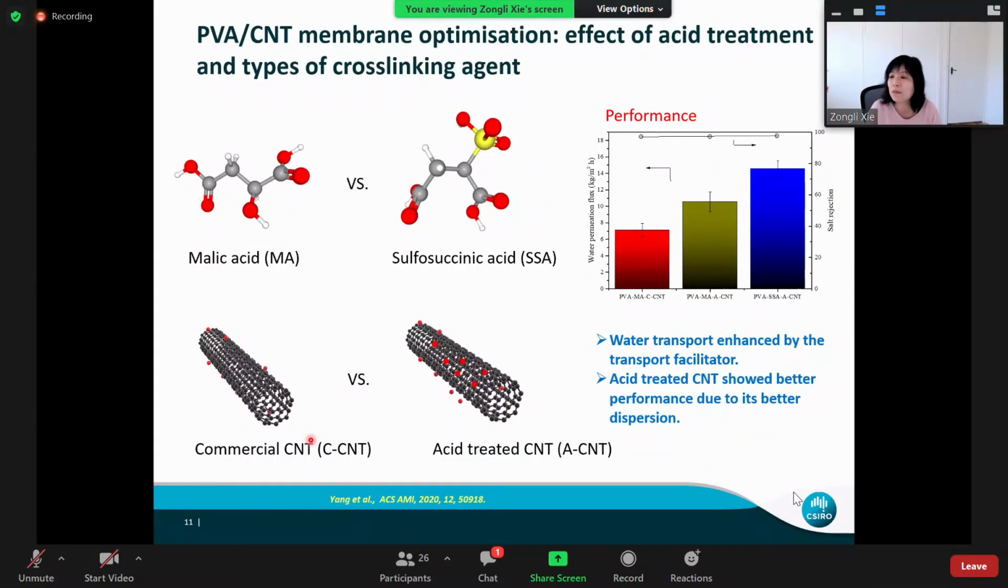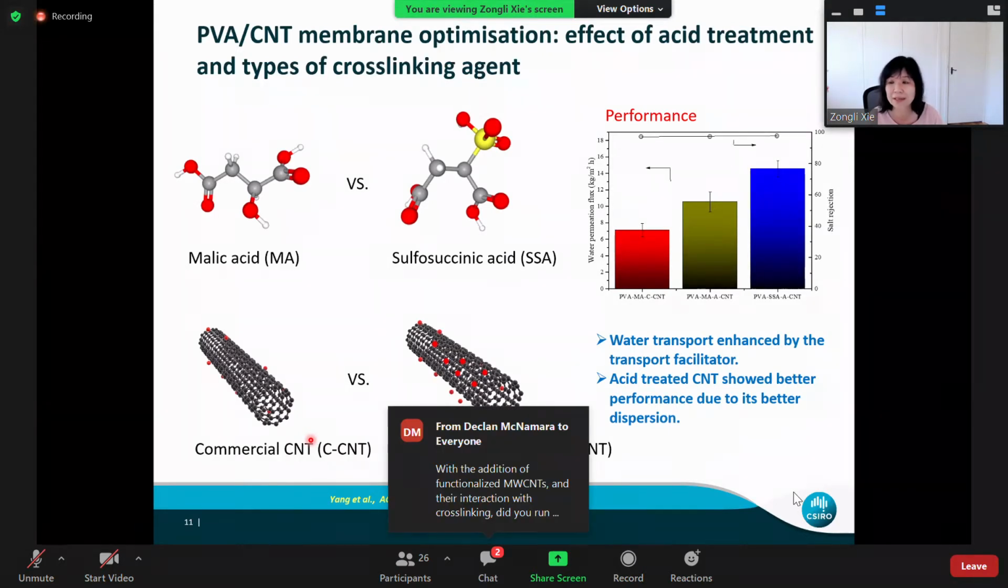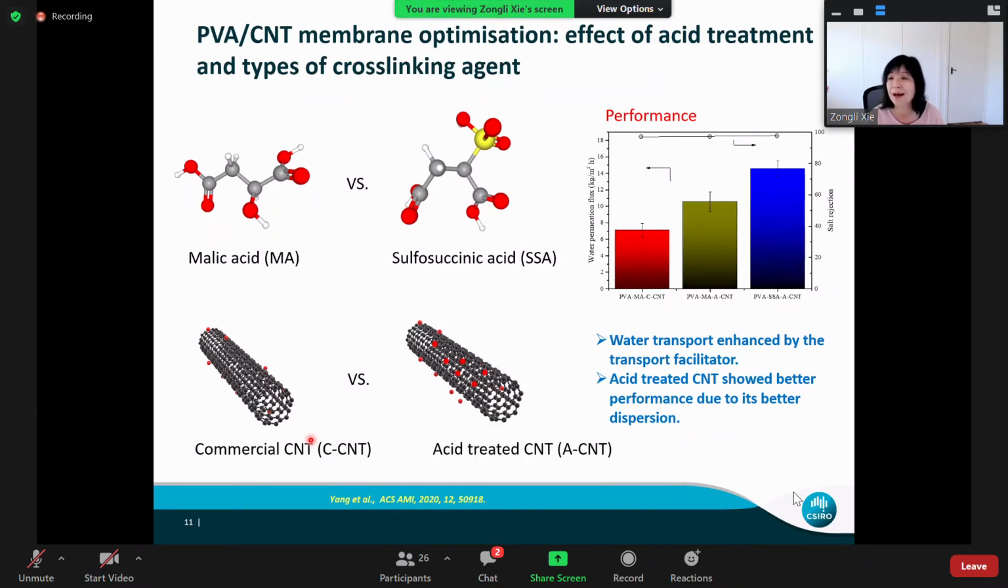So we want to optimize this, because we know the cross-linking agent has some benefit, but how to improve further. So we look at alternative cross-linking agents. One of the cross-linking agents standing out is sulfosuccinic acid. The reason we use this one is that it has an additional sulfonic group. It has a hydrophilic functional group. So we're expecting that by adding this, we are able to maintain the hydrophilic property of the membrane.